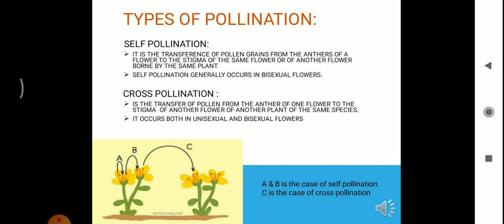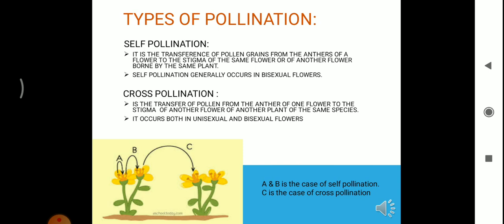Self-pollination is the transference of pollen grains from the anther of a flower to the stigma of the same flower or of another flower borne by the same plant. Self-pollination generally occurs in bisexual flowers.